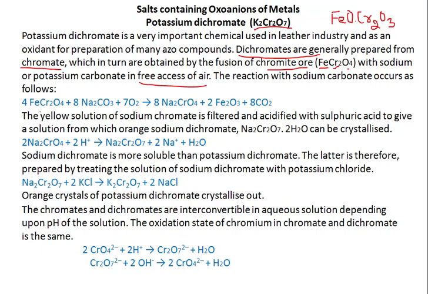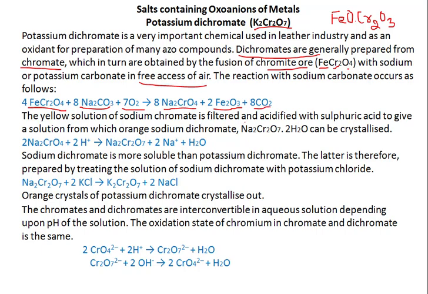Now the reaction is given. This is chromite ore with sodium carbonate in excess of air. Do remember the equation along with the balanced equation. The balancing has to be done, so just learn it carefully. It will result in the formation of 8 moles of sodium chromate, 2 moles of ferric oxide and 8 moles of CO2.